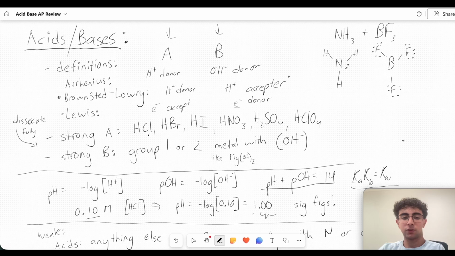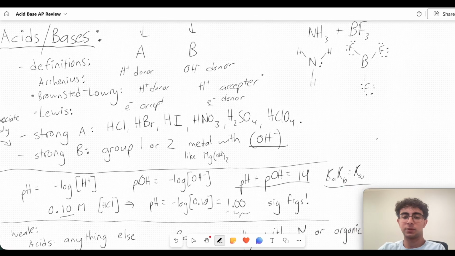Our strong acids are the three halides except for F, so HCl, HBr, HI, and then HNO3, H2SO4, HClO4. It's important to remember that H2SO4 is a strong acid, but once it loses that H and becomes HSO4-, that's a weak acid. A strong base is any group 1 or 2 metal with OH-, so anything in your first 2 columns with a hydroxide is going to be a strong base.